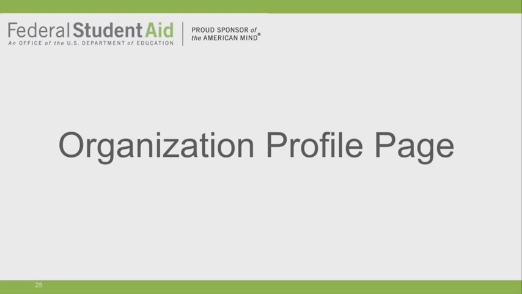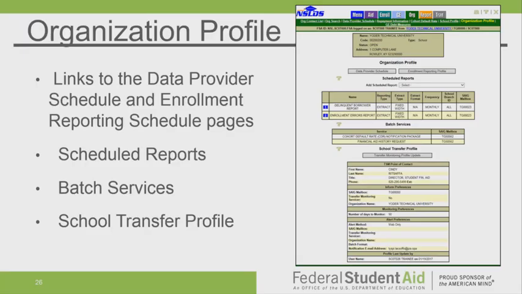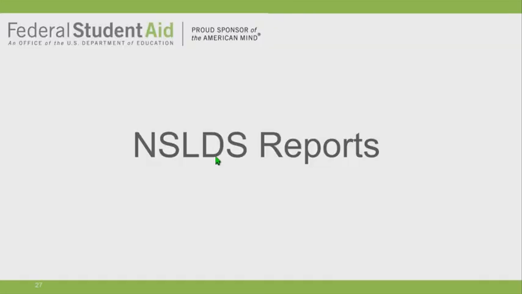All right, so the org profile page, this is a new page that we created for you, so to kind of make yourself a one-stop shop. We have links to the data provider schedule for your Perkins. We also have links there at the top for your enrollment reporting schedules, not just the schedules, but your profile. And then we also have your scheduled reports listed for you here, your batch services, and then your school transfer monitoring information, as well as the update button to take you directly to your transfer monitoring profile page so that you can make any updates that you need. Again, more information will be provided in the NSLDS update if you'd like to attend that session.